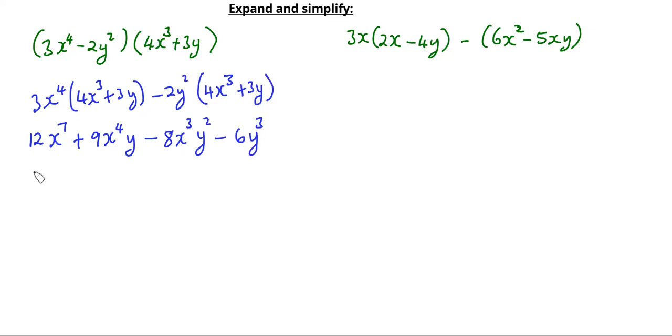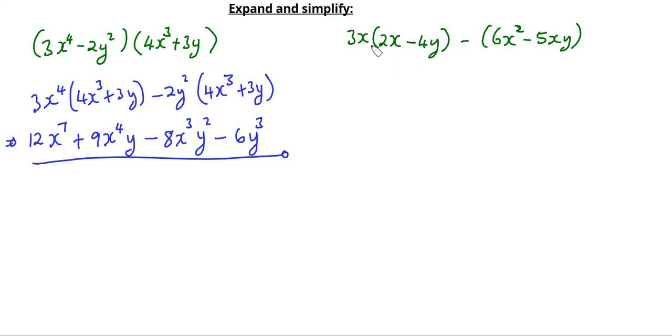Then here, what we can see is that there are no like terms. Do we have like terms here? No like terms. So our answer will end here. Okay, so this is going to be our answer. So we can't take it any further. Let's move on to this one here.